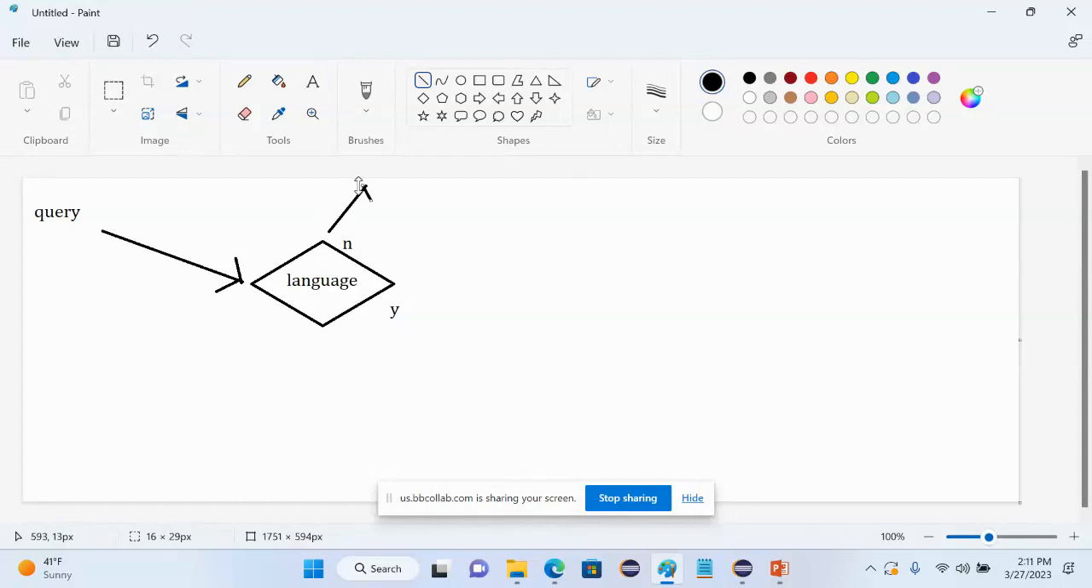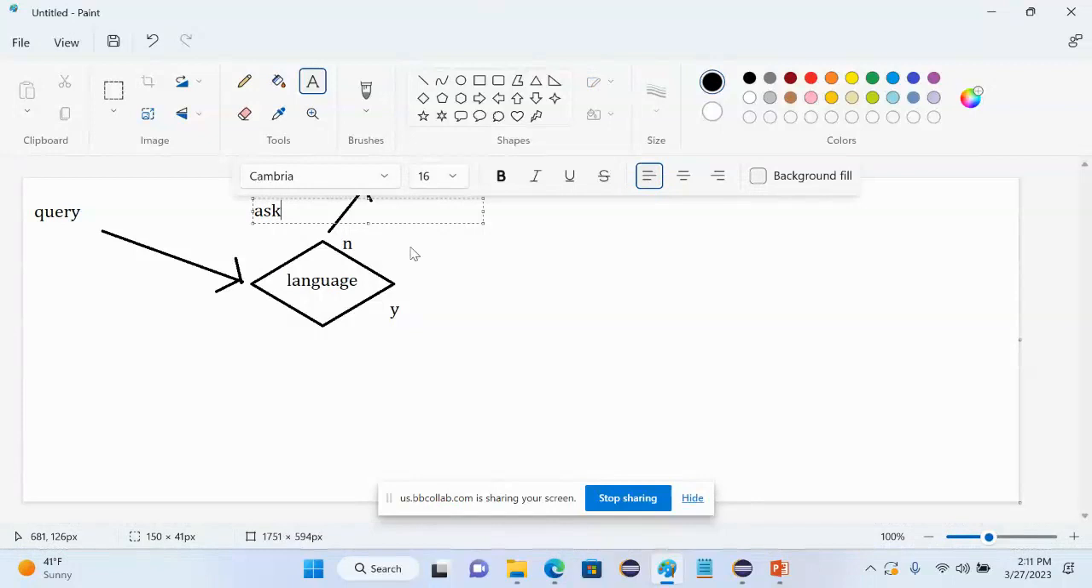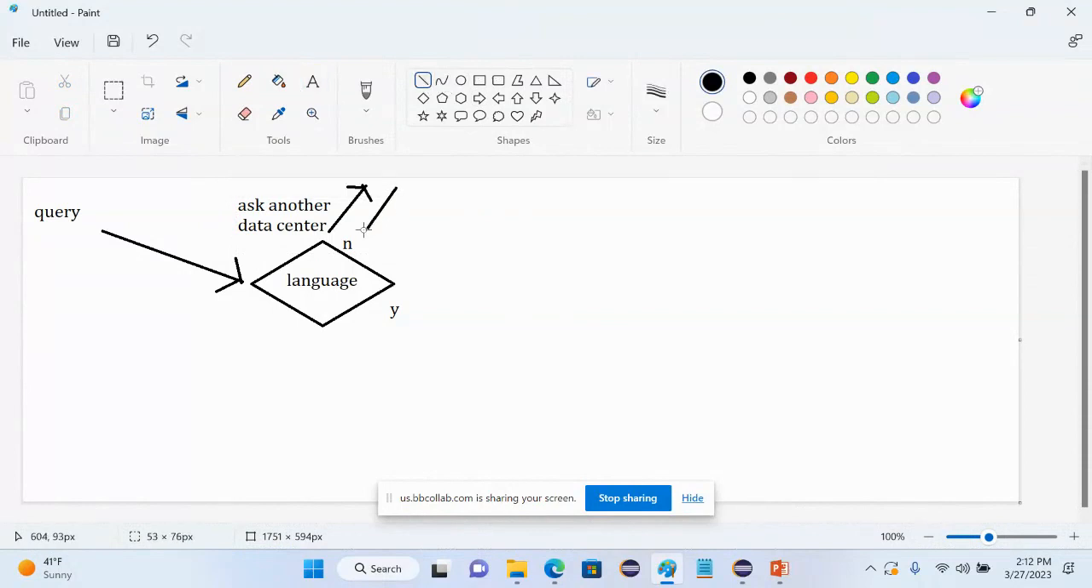If it's no, then Google will ask another data center, right? Basically going to forward that request to another data center, and then eventually get the results back, send it back, and kick it back to the person, right, and say deliver results. We'll do that here, deliver results.